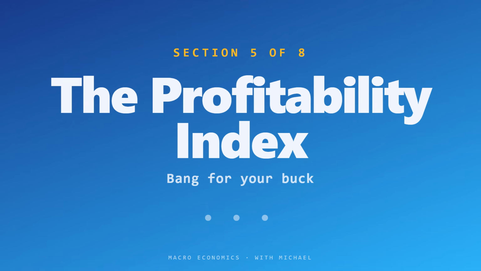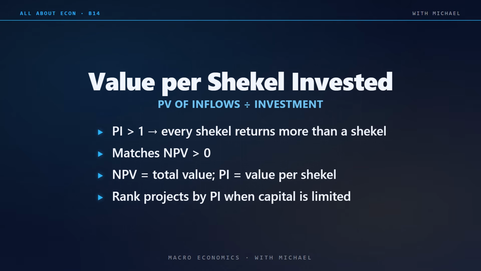The PI is the present value of a project's inflows divided by the initial investment. A PI above 1 means every shekel invested returns more than a shekel in today's terms, so the project adds value, exactly when NPV is positive.